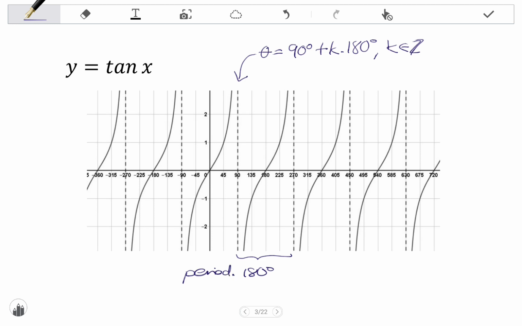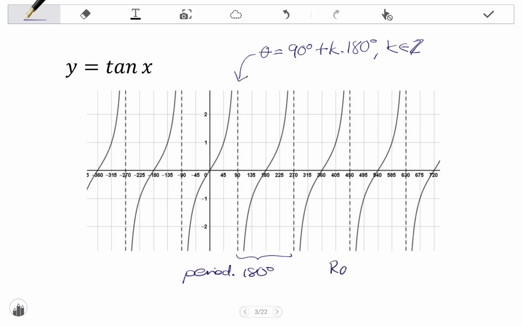And when it comes to the tan graph, we do not talk of an amplitude. It does not have an amplitude. Okay, but where we have a value for the amplitude of the sine and the cos graph, represented by A, that A for the tan graph will represent something else, but we'll look at that.